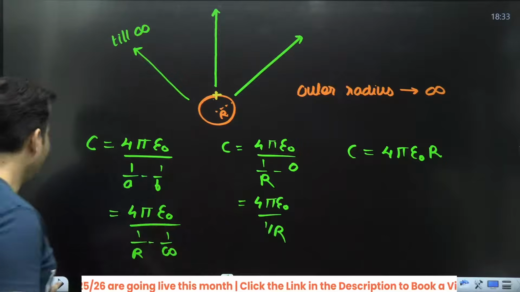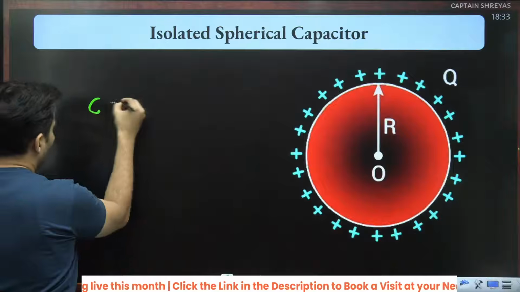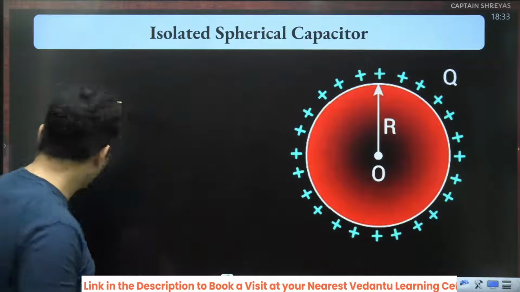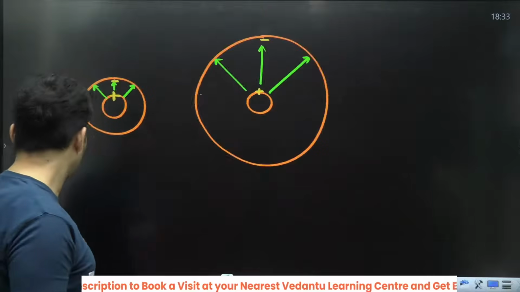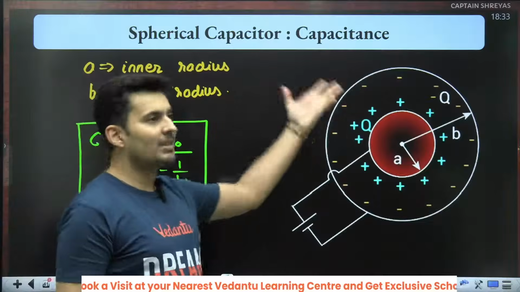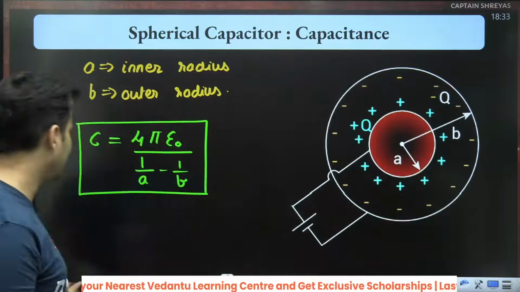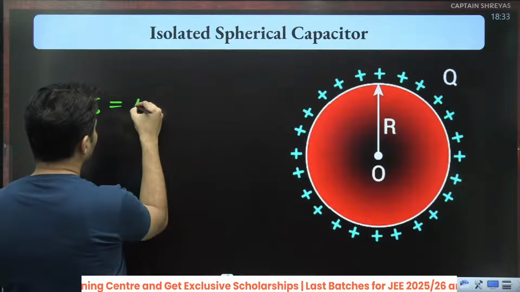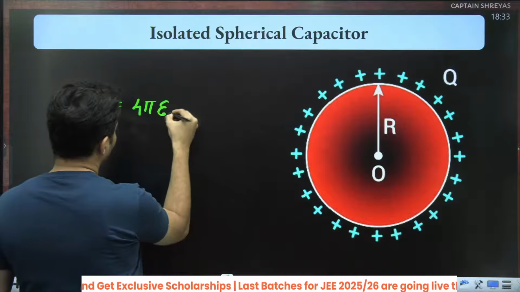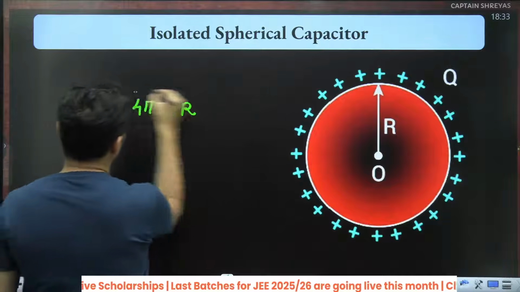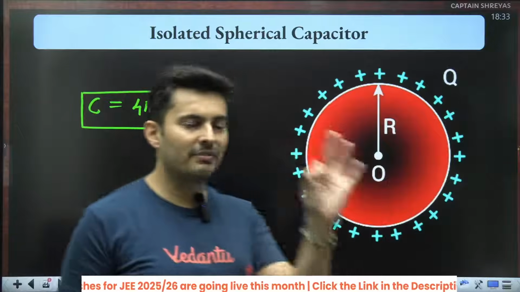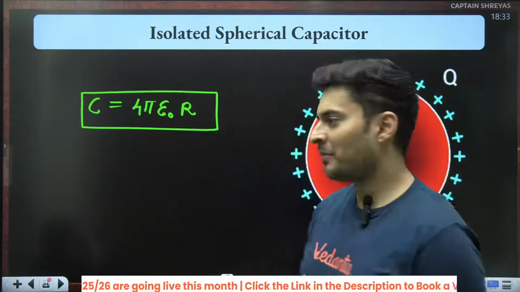I hope it is understood properly. So the capacitance of a single sphere is also there, with the hope that the other side of the sphere or the other shell is present at infinity, which is politely saying no. So that is also going to behave like a capacitance whose value is given by 4 pi epsilon naught r. Again, a very, very important formula for isolated spherical capacitor.